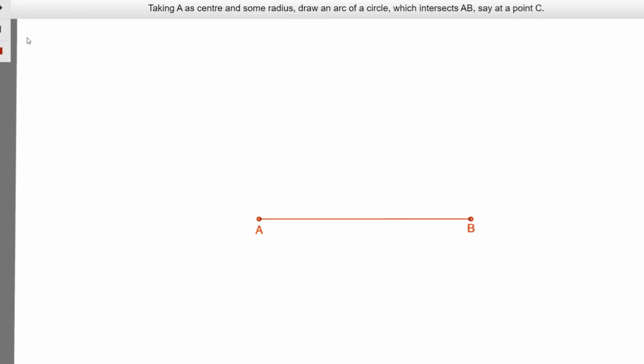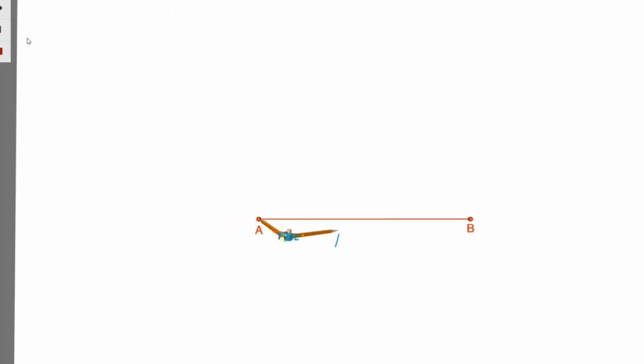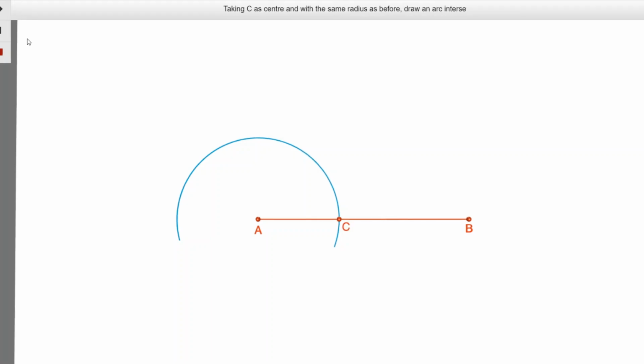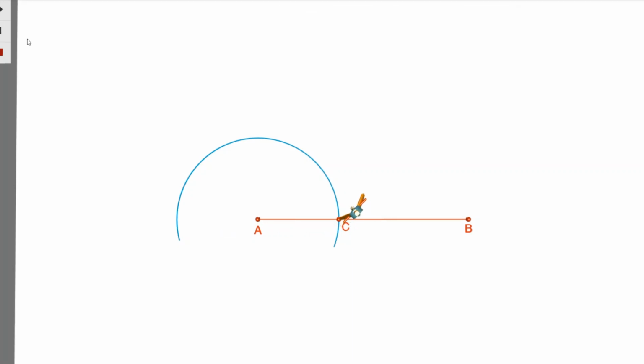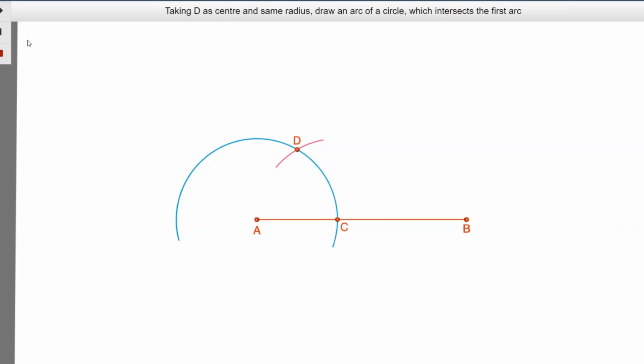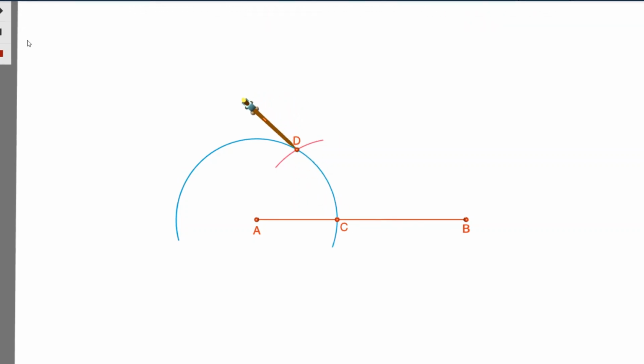Take a line segment AB. With A as center and any radius, draw an arc which intersects the line AB at C. With C as center, draw an arc with the same radius to intersect the previous arc at point D. With D as center and the same radius, draw an arc which intersects the first arc at E.